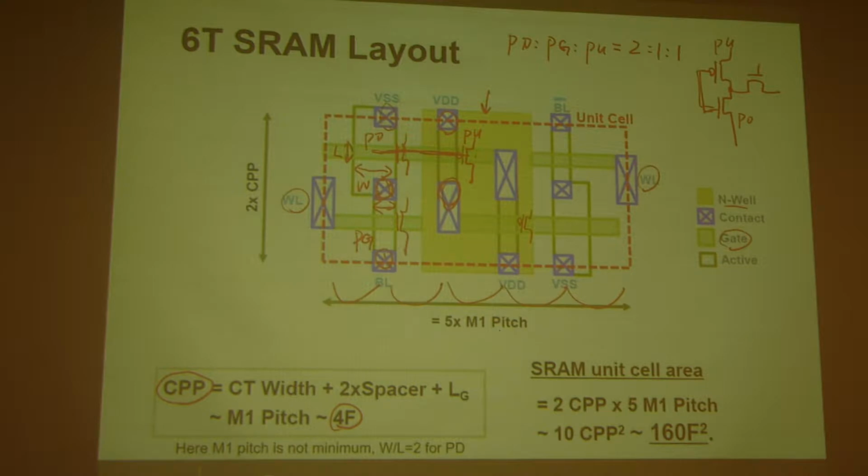What is the ratio of M1 to CPP? Roughly the same here. So here the M1 pitch is not minimal. This is because from here to here, this transistor W over L is 2, so you cannot put minimal metal 1 pitch here. So this is a typical layout.